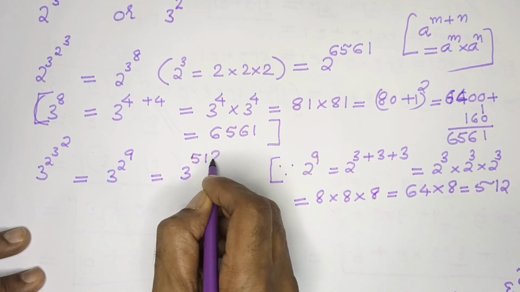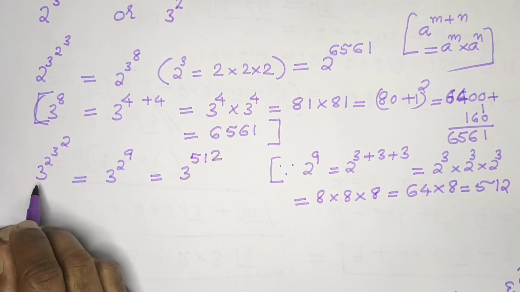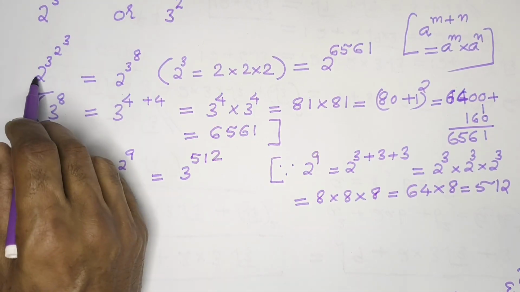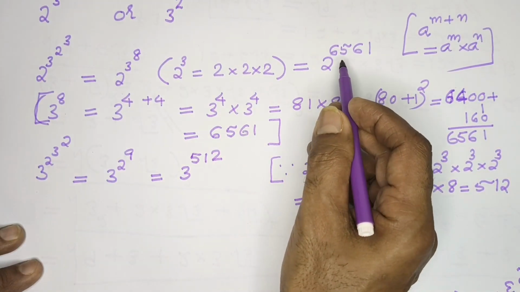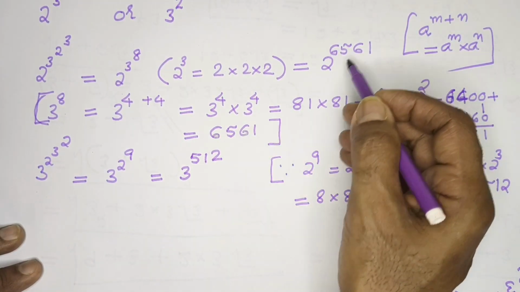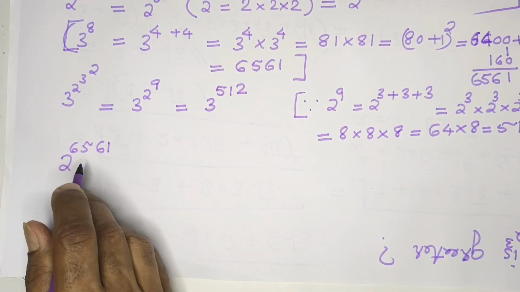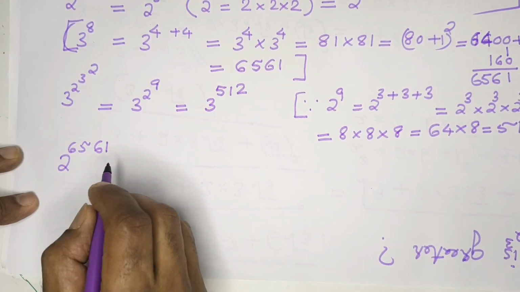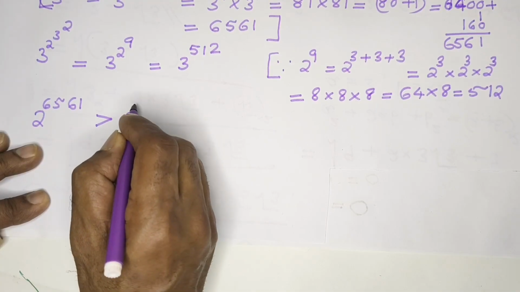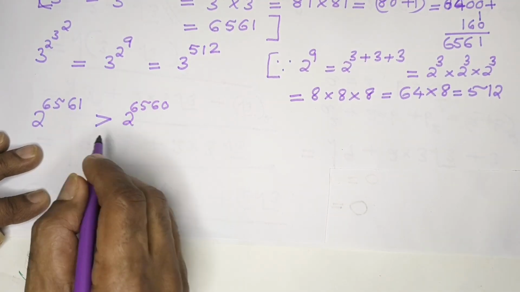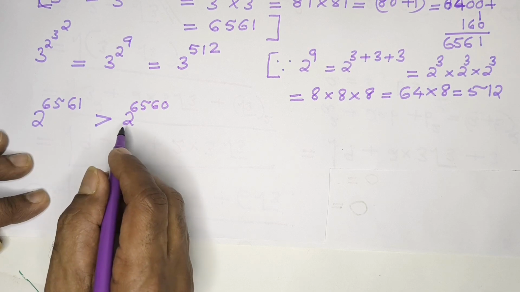Let me substitute that here. Now the second numerical expression we have simplified to this, and the first numerical expression we had simplified to this. Now the comparison is between these two numbers. Now 3 to the power 6561, this is the first numerical expression in the simplified form. Now this one is 3 to the power 6560. So I'm reducing the power by 1, so obviously this will be smaller.